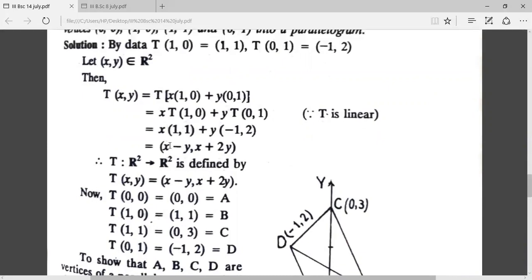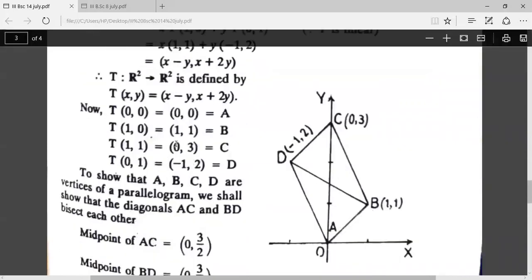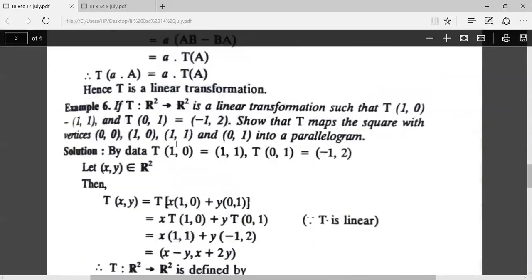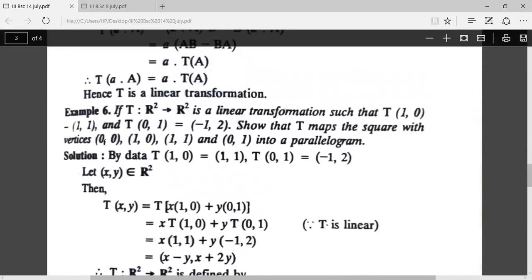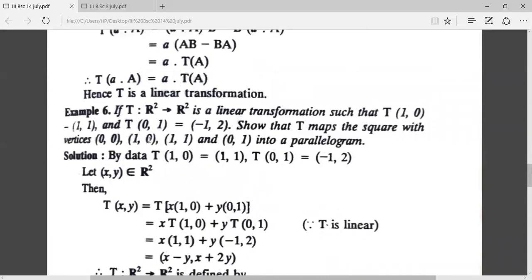Now you can find the images. How do you find the image? What are all the things given there? (0, 0) is one vertex of the square. (1, 0) is another vertex. (1, 1) is another vertex. (0, 1) is another vertex of the square, remember, not parallelogram. They are all the vertices of a square. Now we have to find the images T of (0, 0), T of (1, 0), T of (1, 1), T of (0, 1).